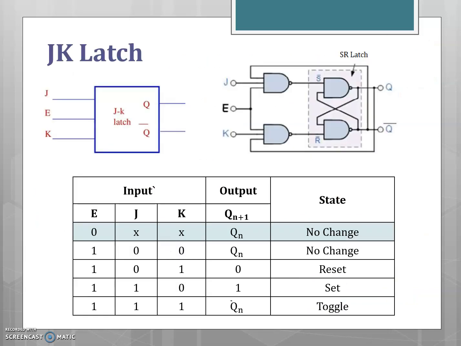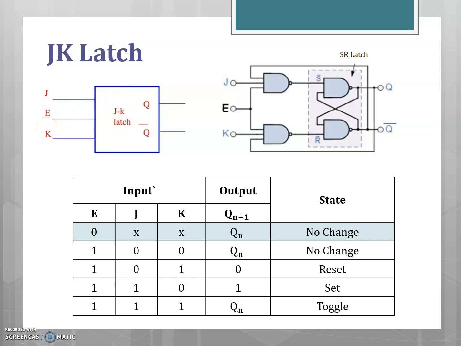So first, coming to the JK latch. A latch is a basic memory element capable of storing 1 bit, and it is level triggered. The JK latch is constructed from the SR latch with an enable input, and the outputs Q and Q bar are connected back to the input of the NAND gate. The logic symbol for the JK latch is shown in the figure.